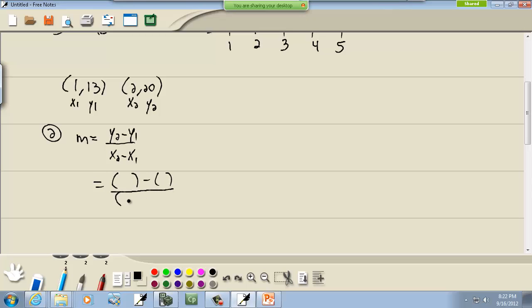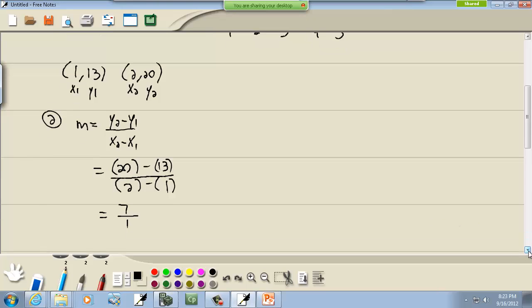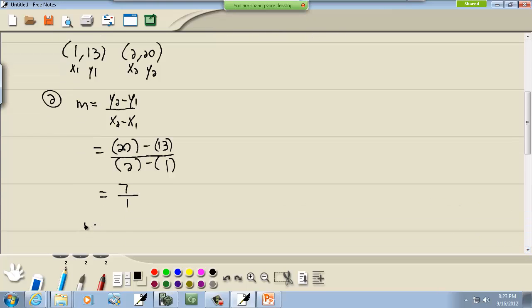Again, it's a good idea to go through and put parentheses wherever you have variables first. Now y2 we said was 20, y1 is 13, x2 is 2, and x1 is 1. 20 minus 13 is 7, 2 minus 1 is 1. So we get m is equal to 7.